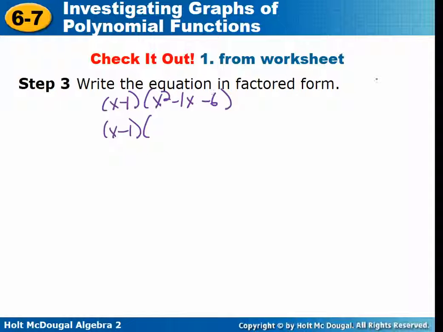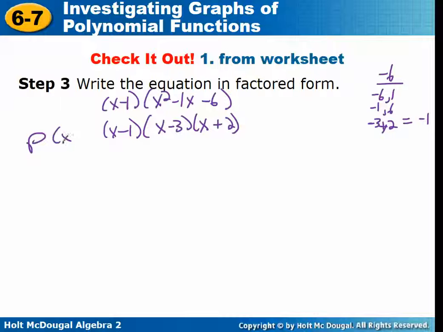But this is factorable. The factors of -6 that equal a -1, let's see, that won't work. How about -1 and 6? No, that doesn't work. We want these to add together to get to -1. How about -3 and 2? Yes, if I add -3 plus 2, I would get -1. So my factors are x minus 3, x plus 2. This is my equation in factored form. I factored as far as it can go.